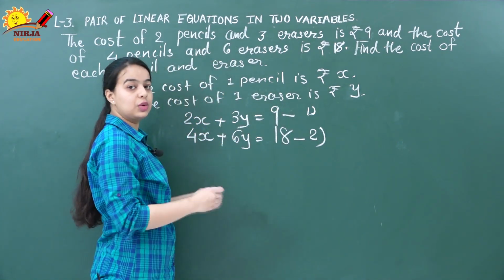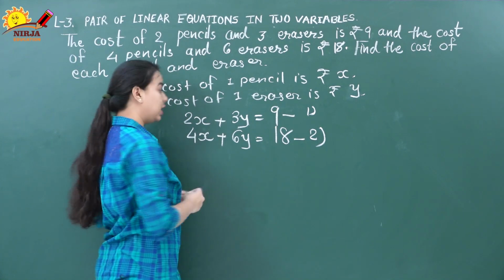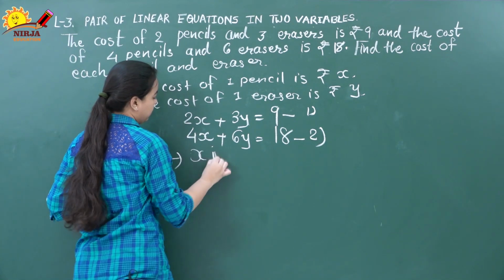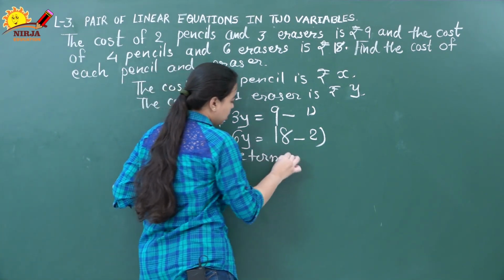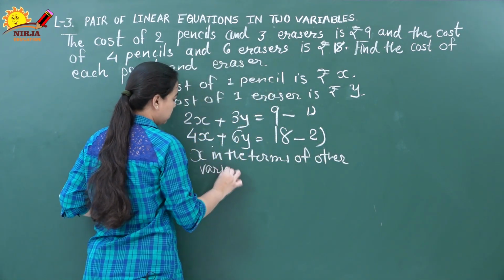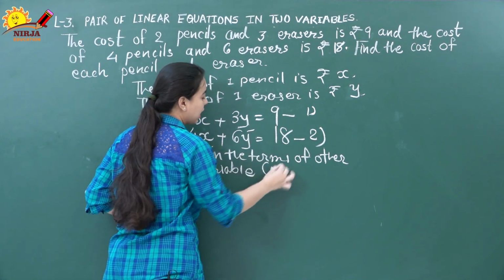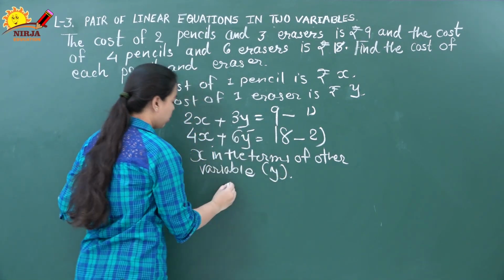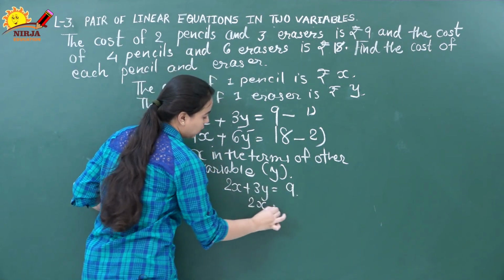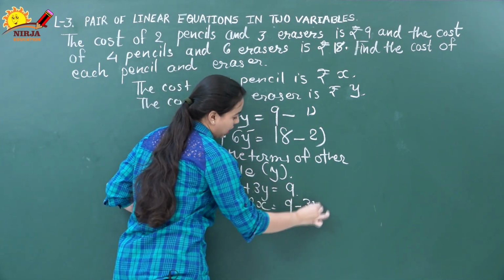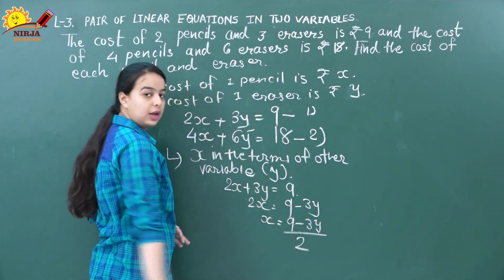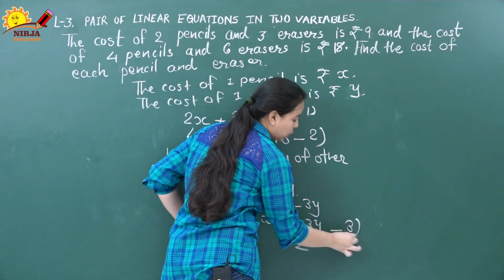Now what we need to do? We need to write any one variable in terms of the other variable. Here we are going to write x in terms of the other variable. Which is the other variable? Here it is y. So we are going to write x in terms of y. Let's pick equation 1: 2x plus 3y is equal to 9. So 2x is equal to 9 minus 3y. So x is equal to (9 minus 3y) upon 2. So here we got the value of x. Indicate this as equation 3.